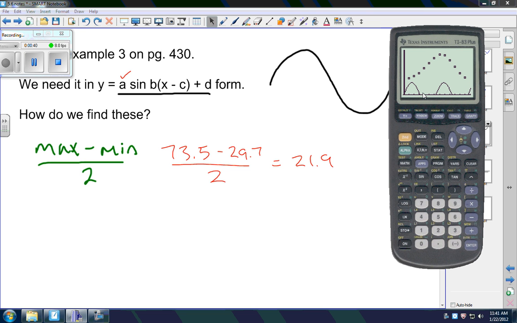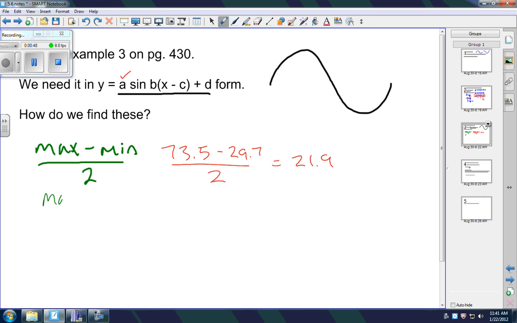Found the A value. Next easiest thing is to find the D value. So we have to somehow move this graph up. Well, to find the D value, all we're doing is we're taking the max and we're adding the min and dividing it by 2. So it's the same calculation that you use to find the A value. You just change your sign, and this comes out to 51.6.